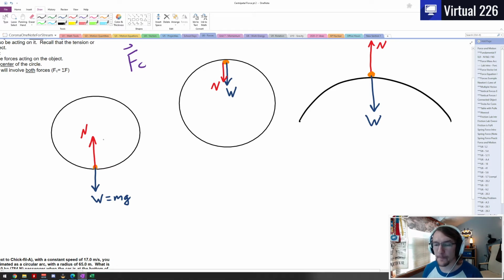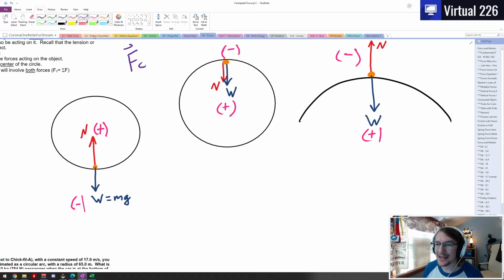What we are going to do is say that anytime a force is acting towards the center of the circle, the center of the arc, those are positive forces. Anytime a force is acting outside of the circle, pointing away from the center, we are going to call these negative forces. Okay, so that's how we're going to set up our positives and negatives.